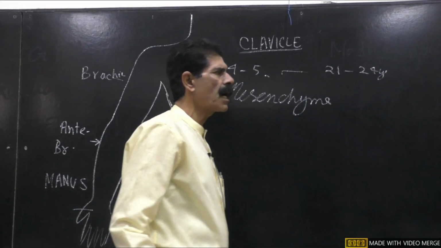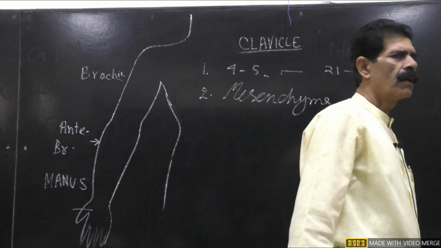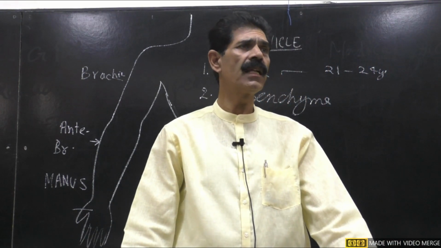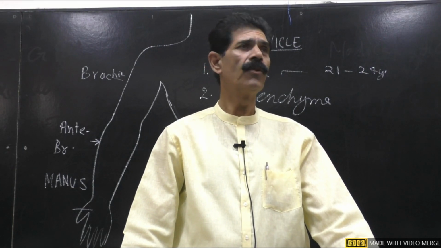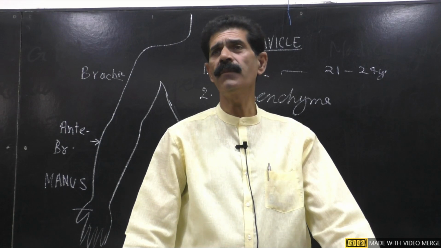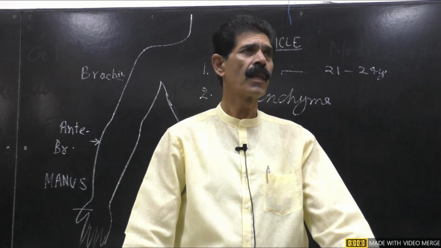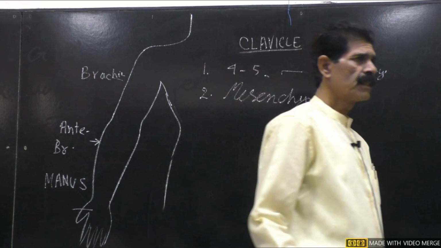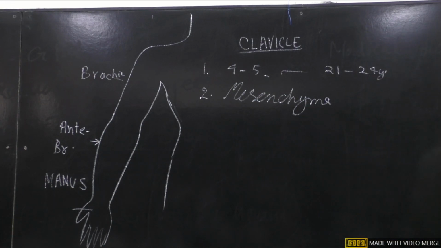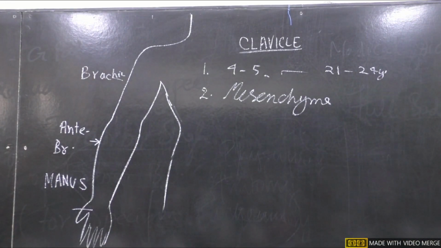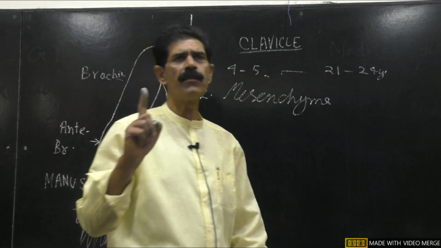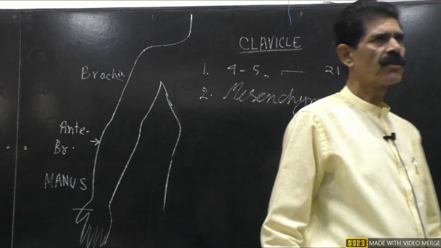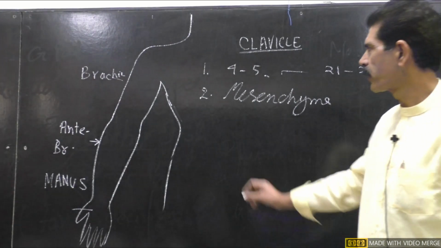It develops in the mesenchyme, or it is called the intramembranous ossification. Usually bones develop from cartilage to bone, chondrocyte to osteoid, but this develops in the membrane, the mesenchyme, the mesodermal. All bones are mesodermal in origin. So it is also mesodermal, but it develops in a sheet-like structure that is called the mesenchyme. So you have to remember this second important thing.